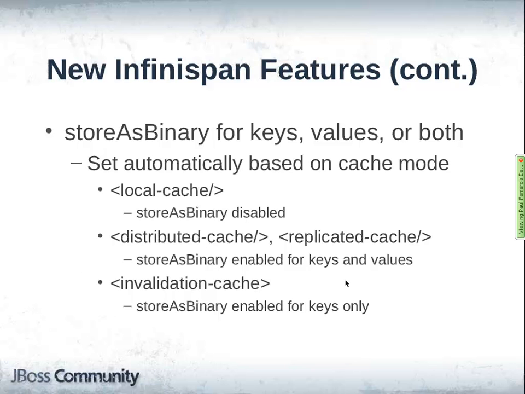And what's interesting is that in invalidation mode, the only thing that ever gets sent over the wire are cache keys. You're not actually replicating your cache values. So entities that you stick in your cache don't get replicated. Only invalidation messages for a given cache entry get replicated. So we don't actually need to serialize cache values for an invalidation cache, which is a big win in performance over what we had in AS6.